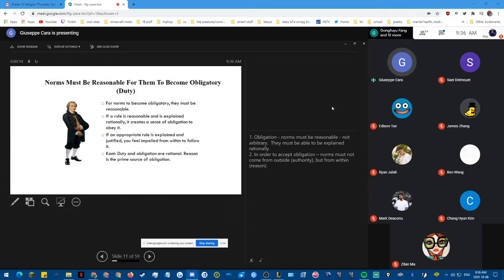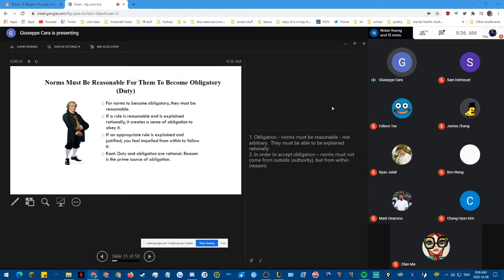If an appropriate rule is explained and justified, you feel impelled from within to follow it. This is what we mean by appropriation. Make it your own. Kant says the duty and obligation are rational. Reason is a prime source of obligation. Okay? So obligation norms must be reasonable, not arbitrary. They must be able to be explained rationally.